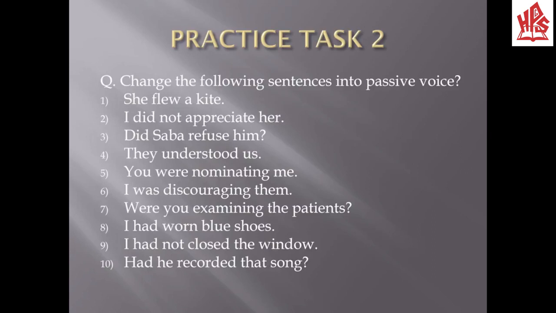I had worn the blue shoes. Here we have started past perfect tense. In past perfect tense, had will remain same, but one thing will be added, and that is been. I had worn blue shoes. Blue shoes had been worn by me.